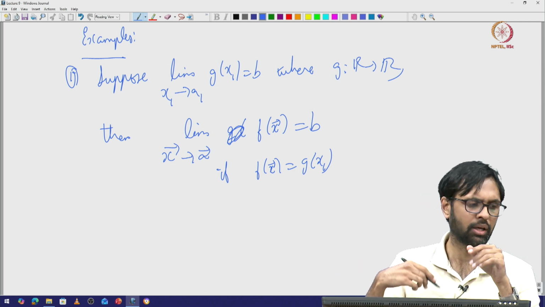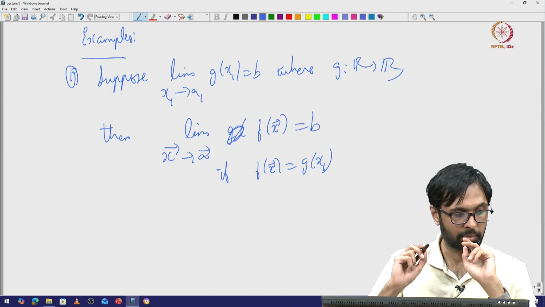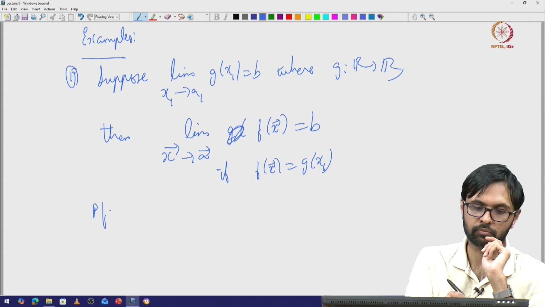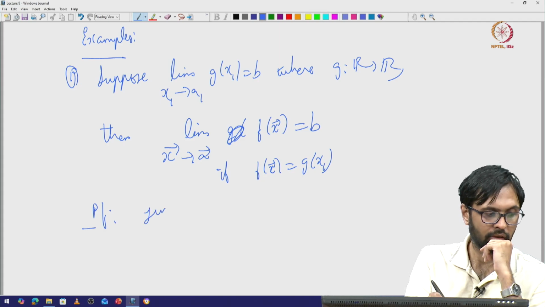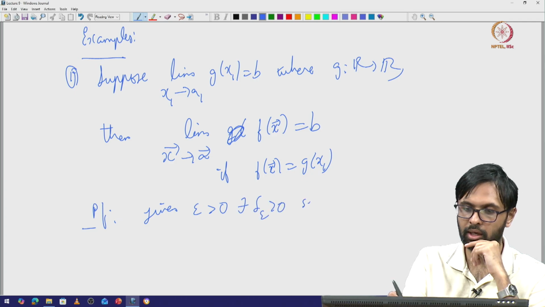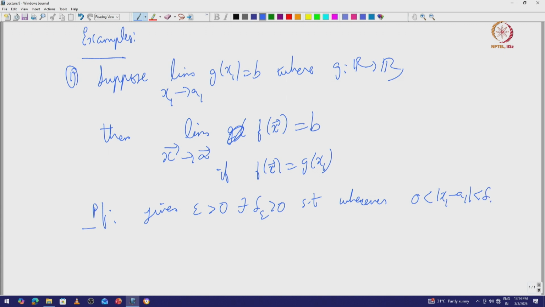Might sound a bit obvious, and the proof is also not difficult, but the point is you will see how subtle multivariable limits can be in just a moment. Okay? Right. So how does one prove this? Well, so given epsilon greater than 0, there exists a delta epsilon greater than 0 such that whenever mod of x1 minus a1 is less than delta epsilon, and of course x1 is in the domain of g, mod of g of x1 minus b is less than epsilon, right?